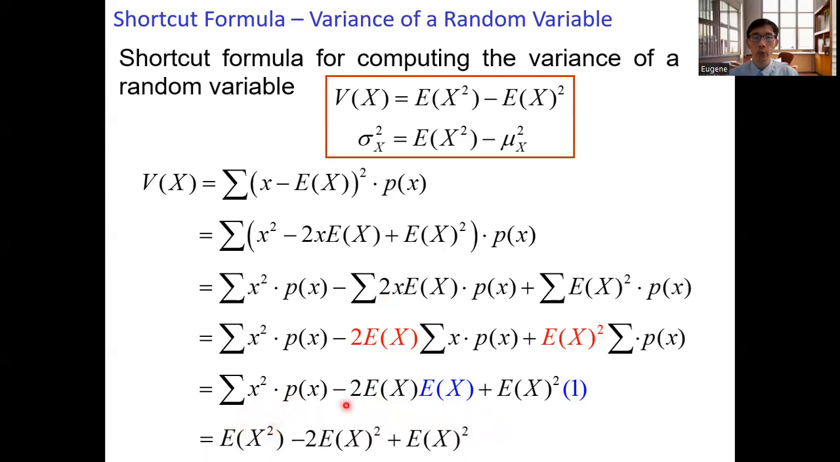And then the second term, we get minus 2 times E of X squared. And then the last term, we get E of X squared as well. So combining the last two terms, we get the expected value of X squared minus the square of the expected value of X. And this is the shortcut formula for computing the variance.